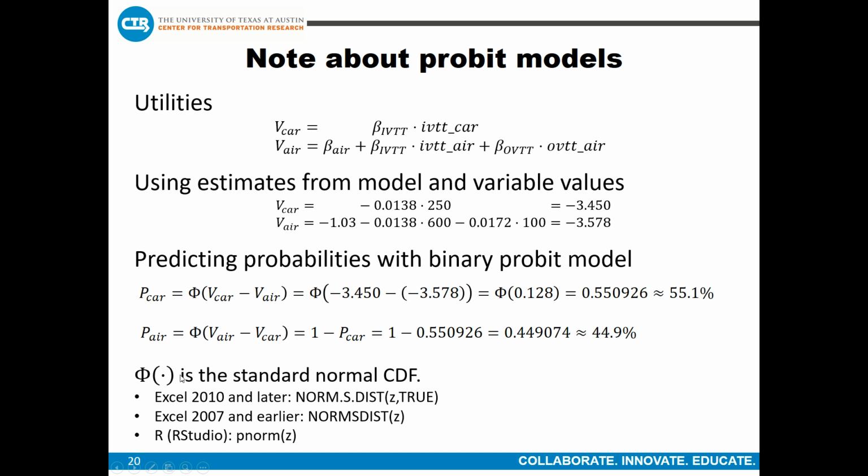And like I said, phi is the standard normal CDF, and you can use these two functions in Excel 2010 or later, or 2007 or earlier, to calculate the standard normal CDF. This z value is what I'm calling this 0.128. And if you want to use R, you can also use just pnorm of z. That function also works.